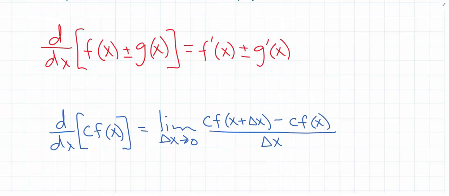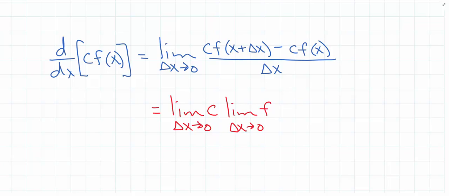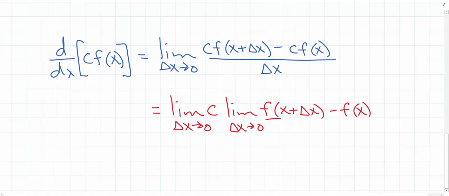And notice I can factor out the c. And c does not have a delta x in it. So really, it doesn't care what delta x does. So I could write it this way. I could say the limit as delta x goes to 0 of c times the limit as delta x goes to 0 of this thing. Does everybody agree that I'm not doing anything illegal here? I've just got a constant there, and I can factor the constant out.